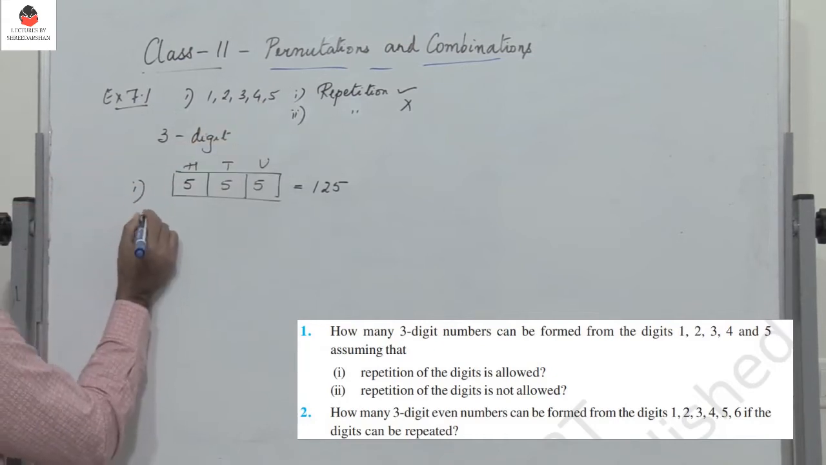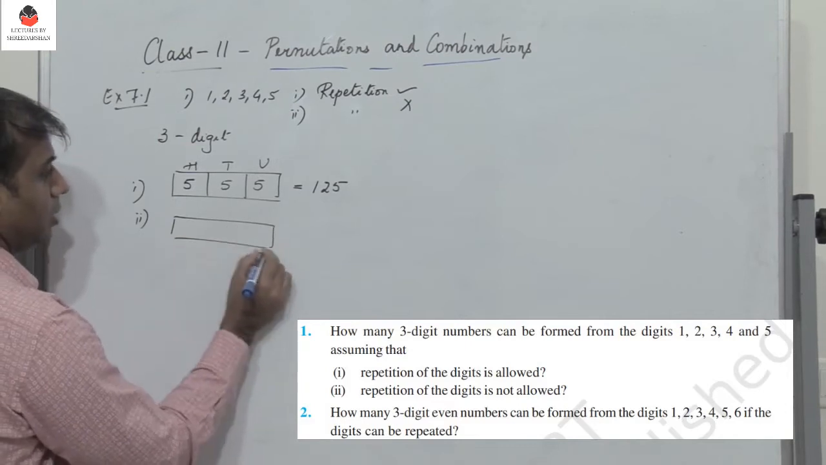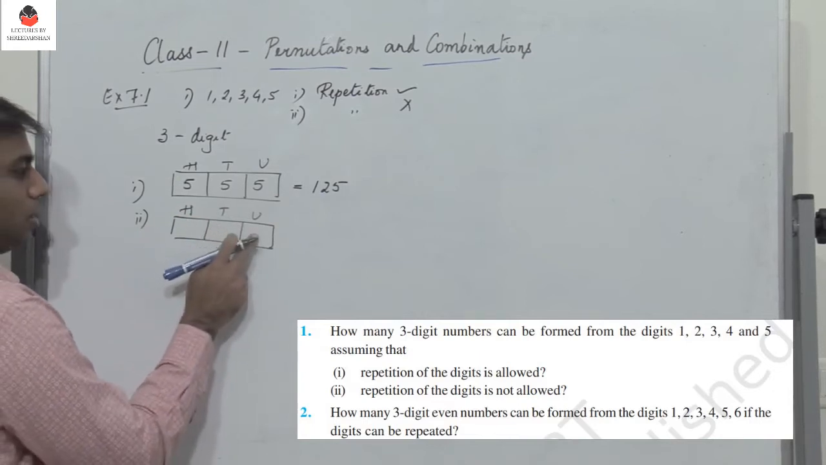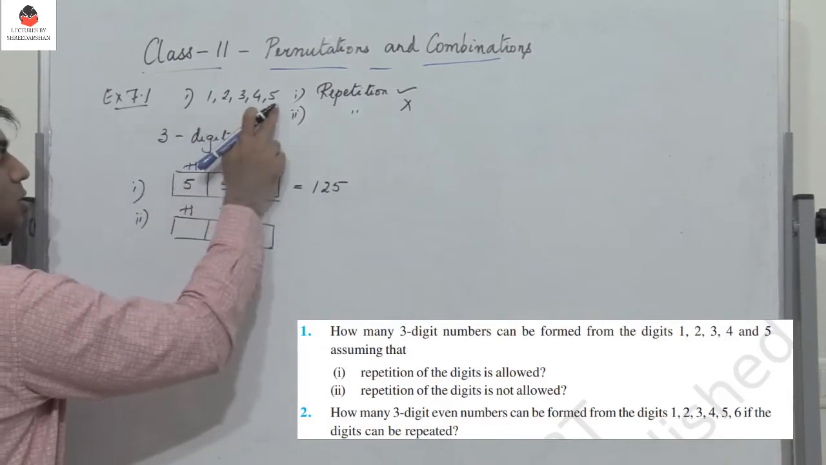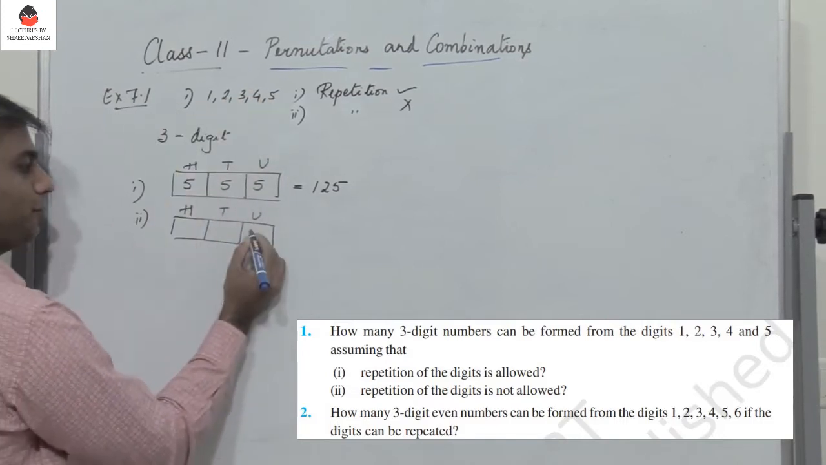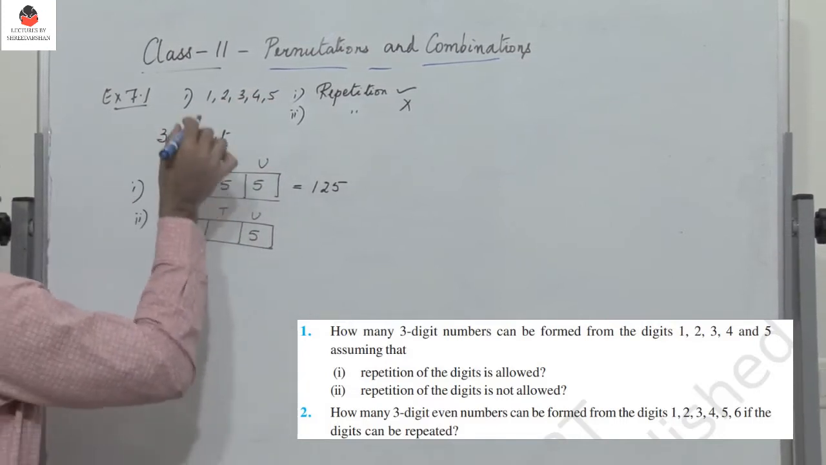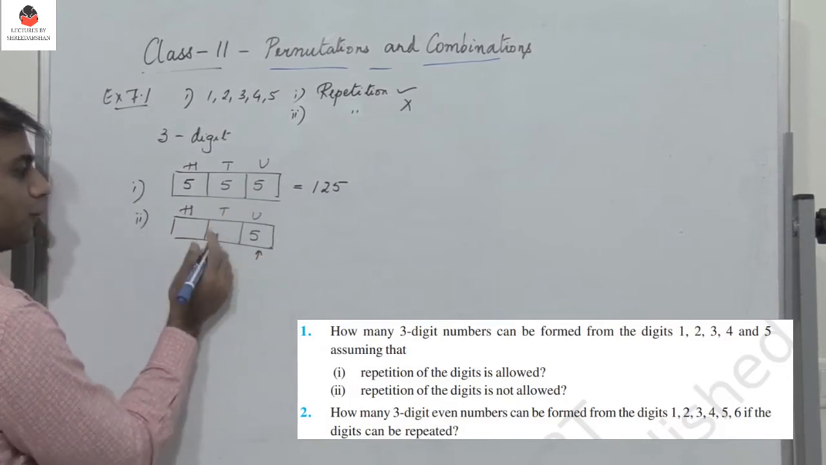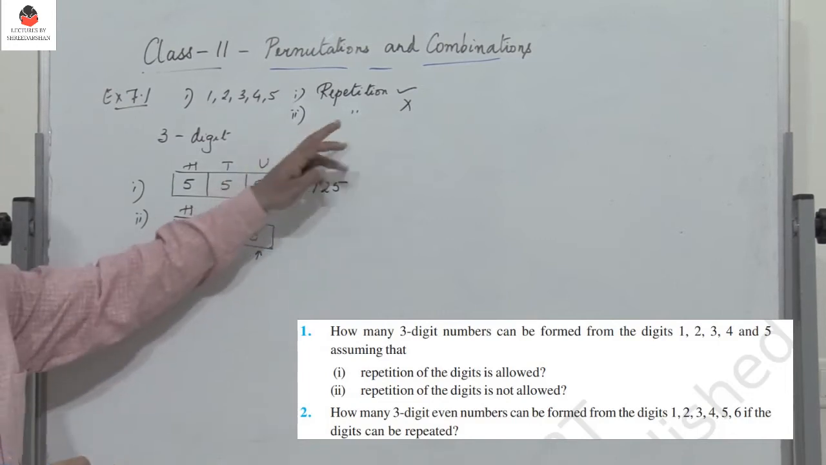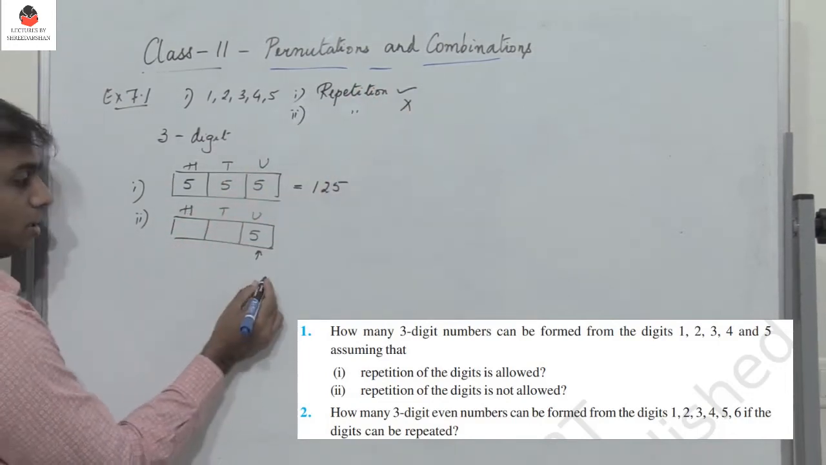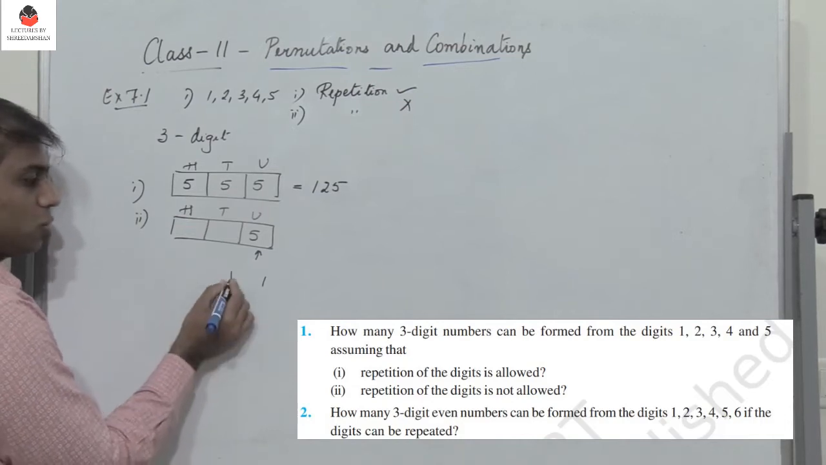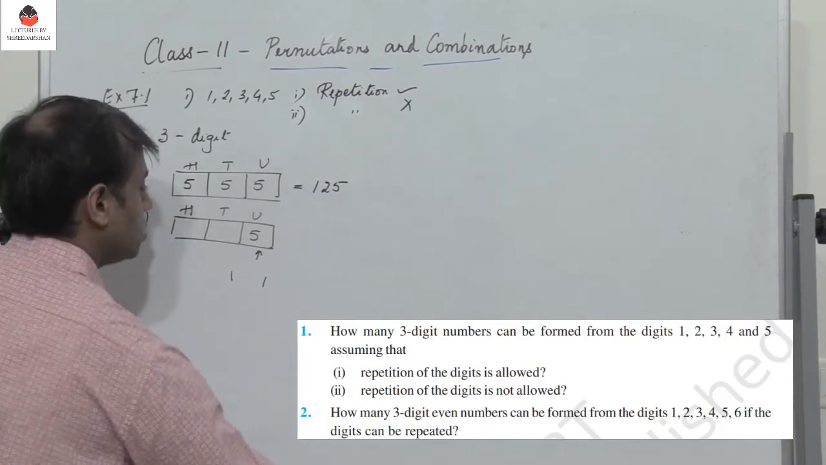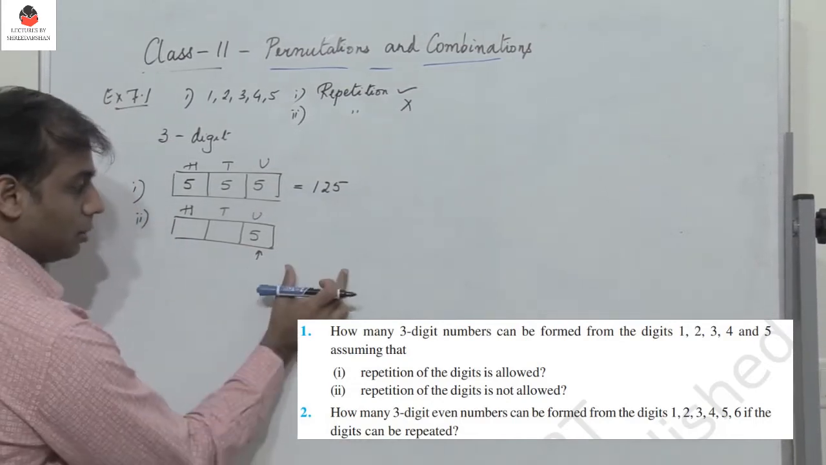Now without repetition, again we have the units place, the tens place and the hundreds place. Now in the units place, let's say I choose one among these 5 numbers. So I have 5 ways. Now let's assume that I've chosen one of the numbers. When I've chosen one number here, I'm left with the remaining 4 numbers, because repetition is not allowed. For example, if I choose 1 here, I cannot choose 1 for the tens or the hundreds place because repetition is not allowed. So therefore, I am left with 4 numbers.